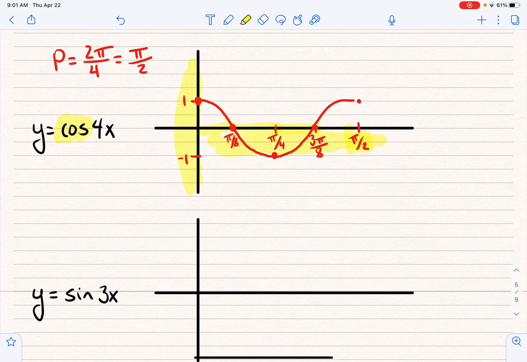Because of how this is labeled, anybody should be able to walk up to this and say, well, the amplitude is 1 and the period is pi over 2. And if you knew that the period was pi over 2, you should be able to work backwards to figure out what the b value would have to be.